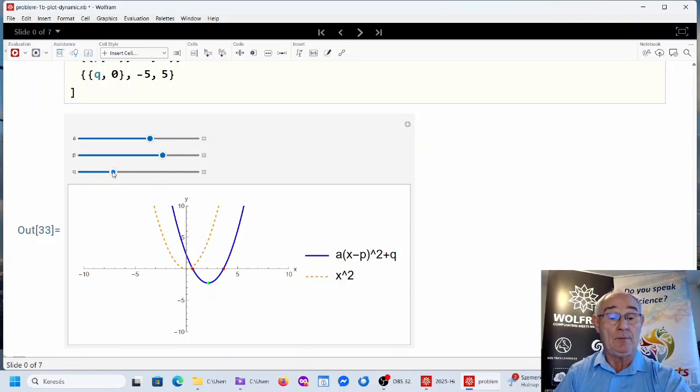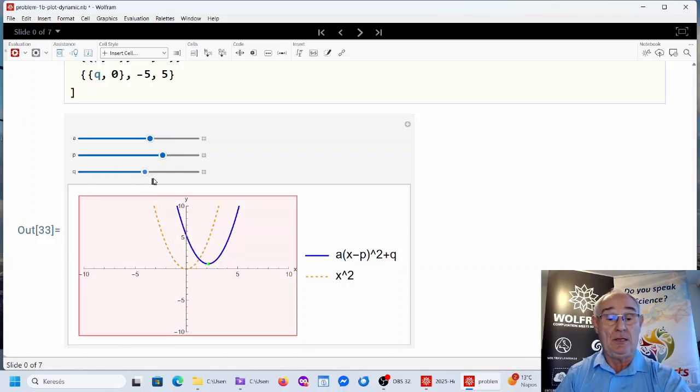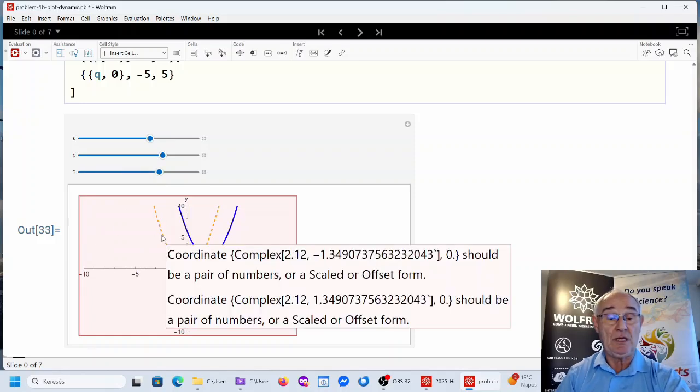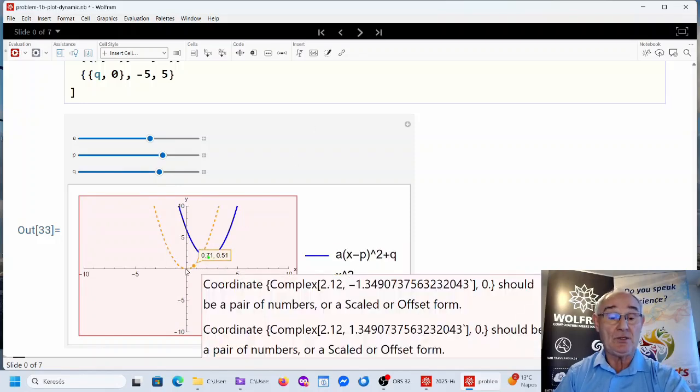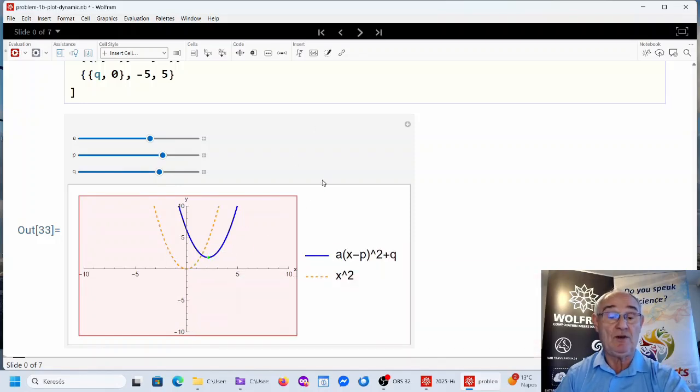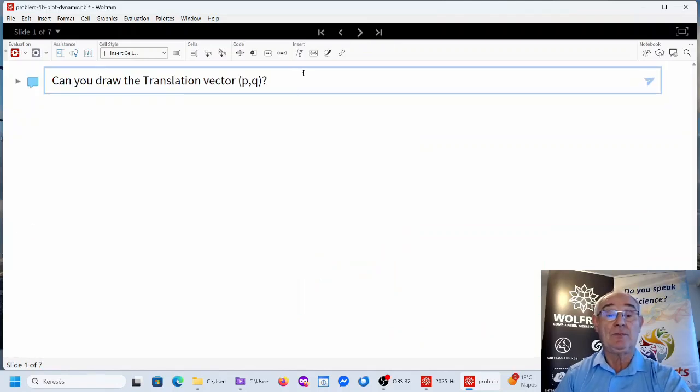There is only one problem: if there are no roots, the background is pink, and that's an error in the code. And also I would like to see what is the translation vector by which I receive the new function from the original parabola. Let's continue the discussion. I said, can you draw the translation vector PQ?